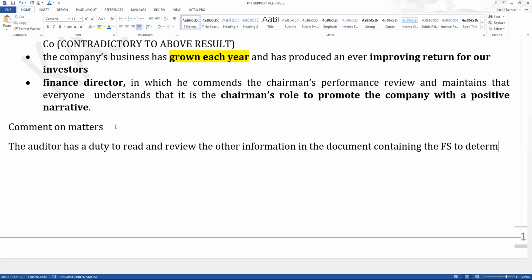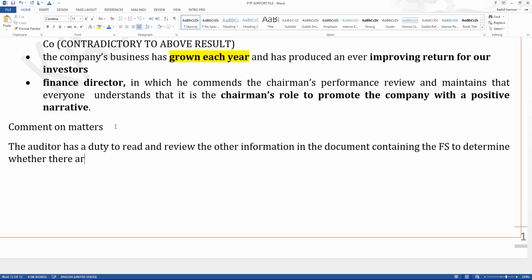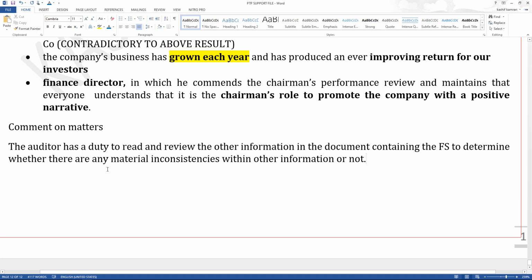to determine whether there are any material inconsistencies within the other information or not. So you started not with the accounting standard, you started with an auditing standard, because you were commenting on the chairman's statement, which is part of ISA 720. So you said the auditor has a duty to read and review the other information in the document containing the financial statements to determine whether there are any material inconsistencies with it or not.